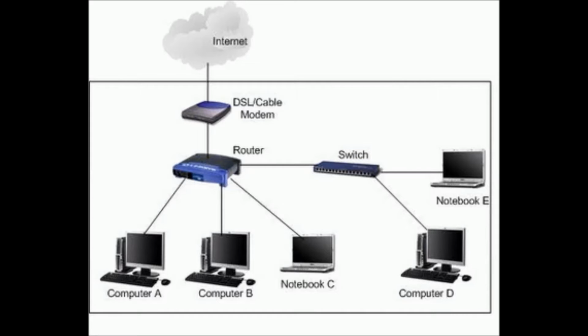In the picture, we can see that the router is connected to a modem and a switch that is connected to computer D and E. The router is also connected to the computers A, B, and C. The picture shows how the router is bridging together the computers, the switch, to a modem.